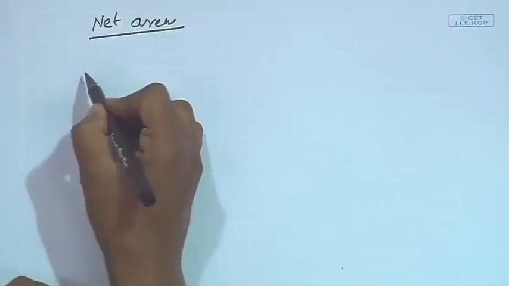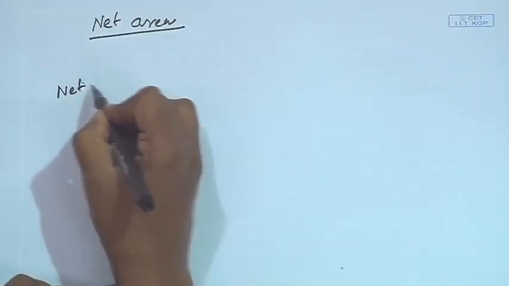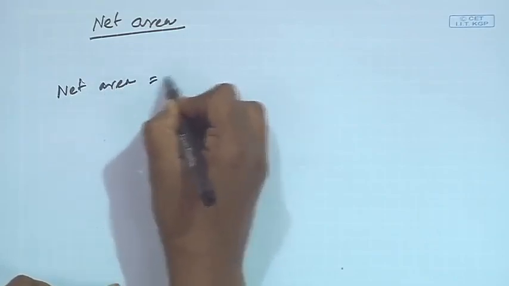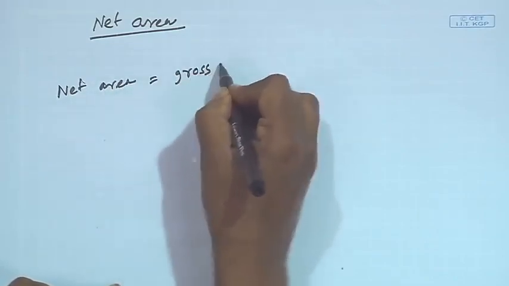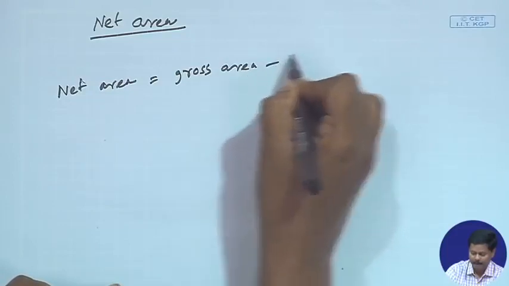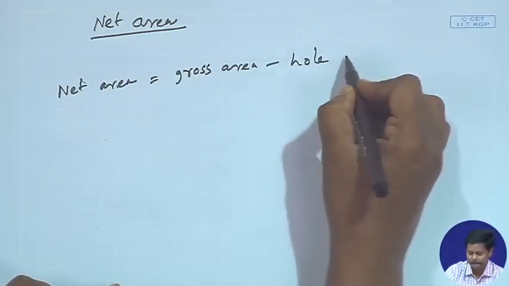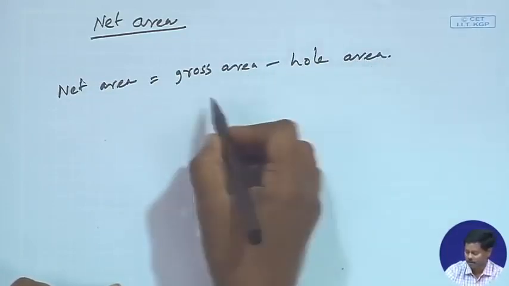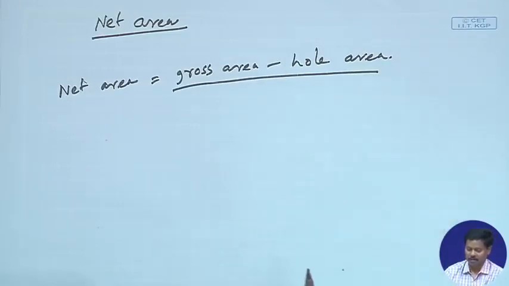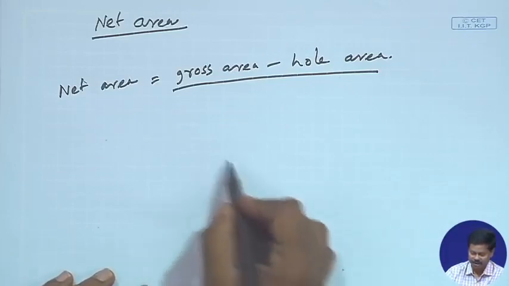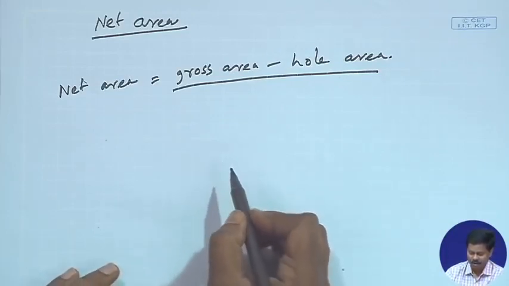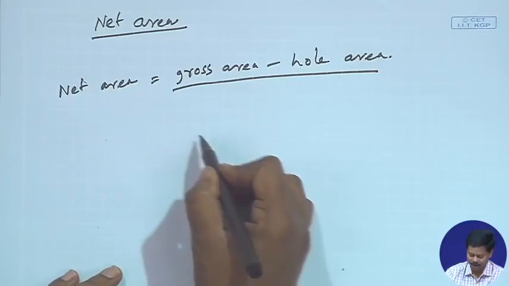So, basically net area means gross area minus hole area. So, this is the formula which we can use. However, case to case it will change a little. So, this is true when the plates are in chain bolting.